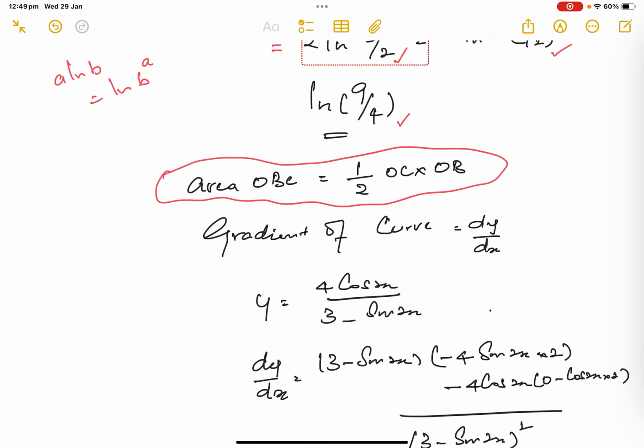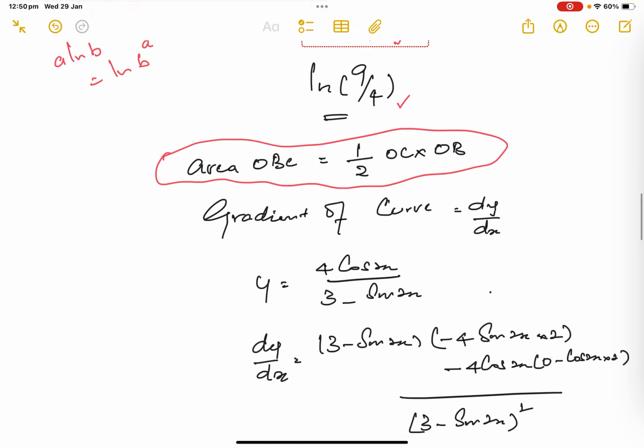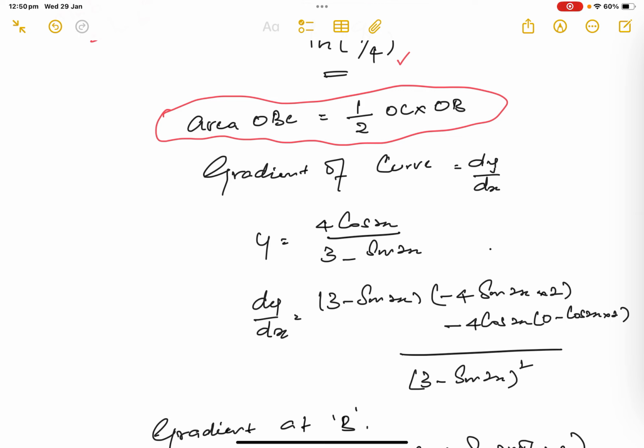The line is perpendicular to the curve. So prior to going that far, the gradient of a curve, normally any curve, is dy over dx. So that is at any point of the curve. But we need to find the gradient of the curve at the point B, which is (π/4, 0).